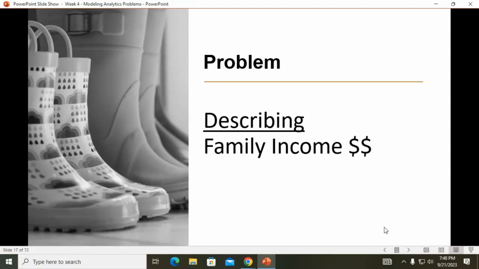Family income depends on the number of members in the family. And what type of employment he or she does. Okay, yeah, so members of the family, type of employment. Okay, others.